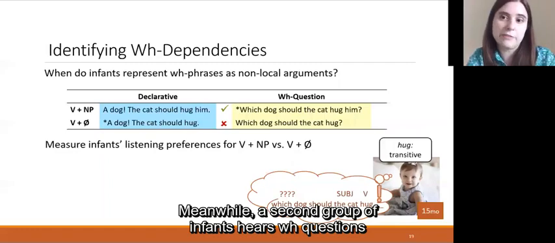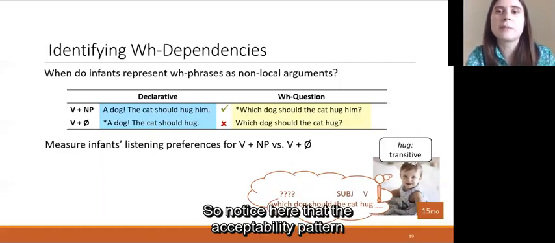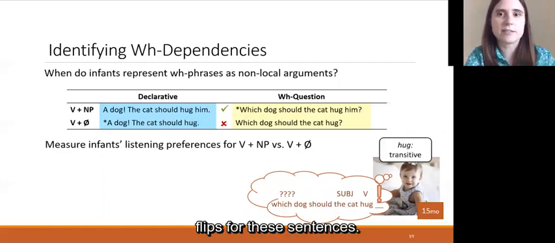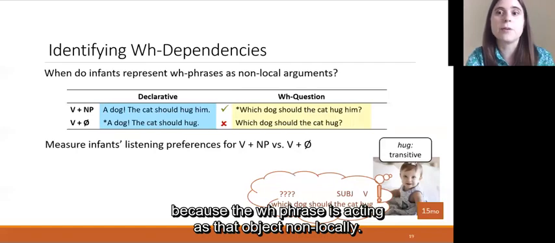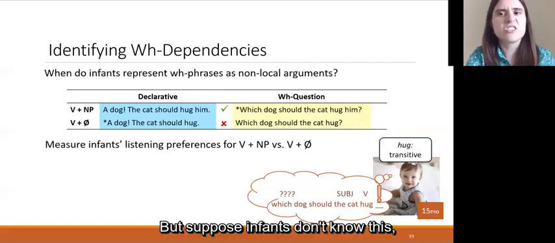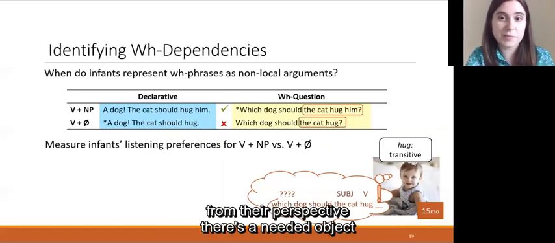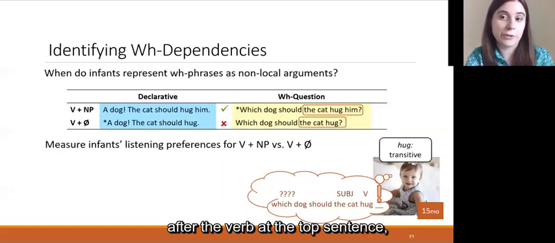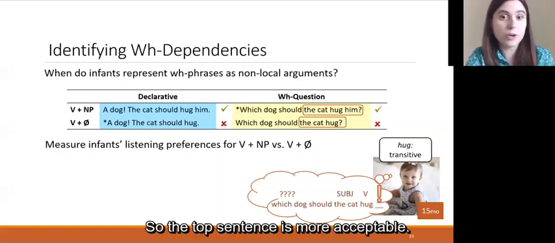Meanwhile, a second group of infants hears WH questions like these ones in yellow. So notice here that the acceptability pattern flips for these sentences. It's no longer grammatical in English to have an object after the verb because the WH phrase is acting as that object non-locally. But suppose infants don't know this and they're only paying attention to the local subjects and objects. From their perspective, there's a needed object after the verb in the top sentence, but missing in the bottom sentence. So the top sentence is more acceptable.